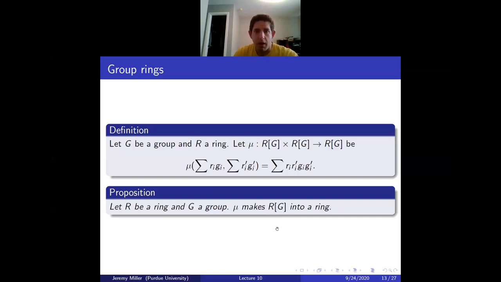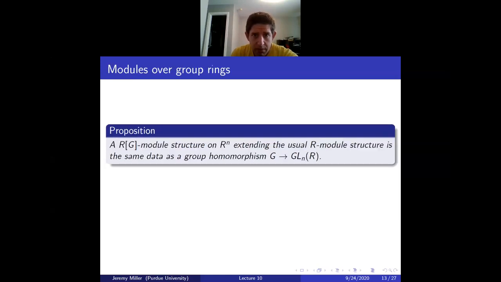So in particular, this is an R module. Okay. So that's the first observation. If people have taken representation theory, the first observation is that representations are the same thing as modules over the group ring. So what do I mean by that? Let's say you pick an R of G module structure on R^n, extending the usual R module structure. Well, that's the same data as a map from G to GL_n(R).